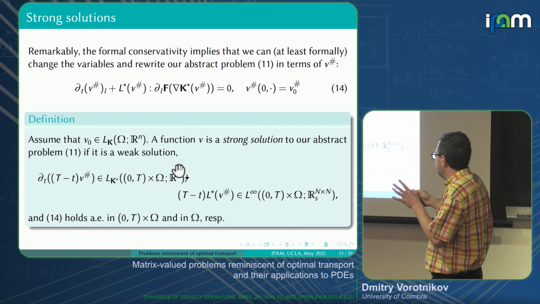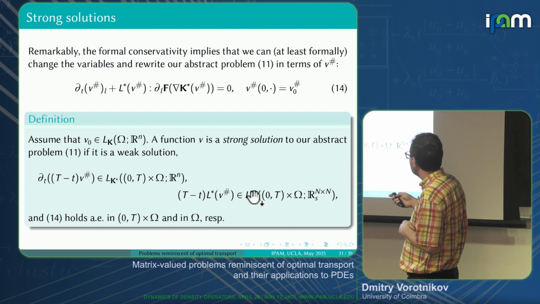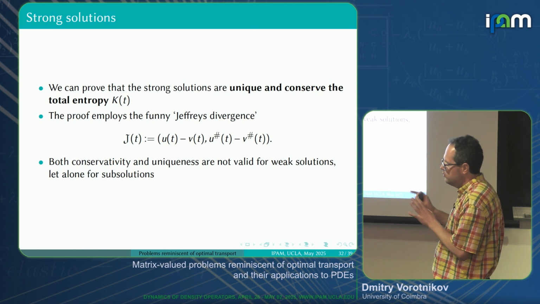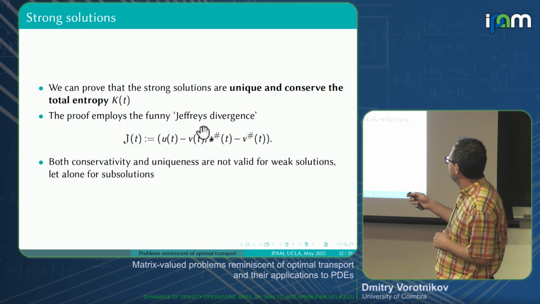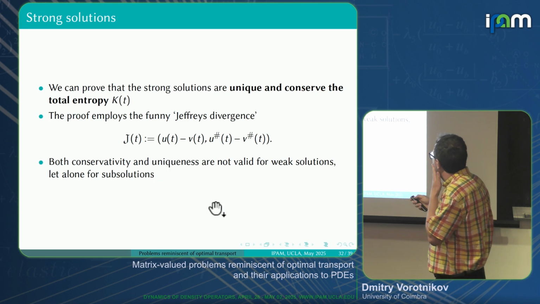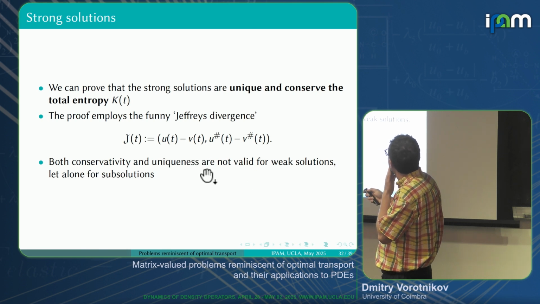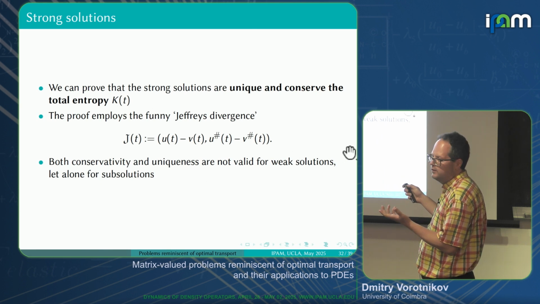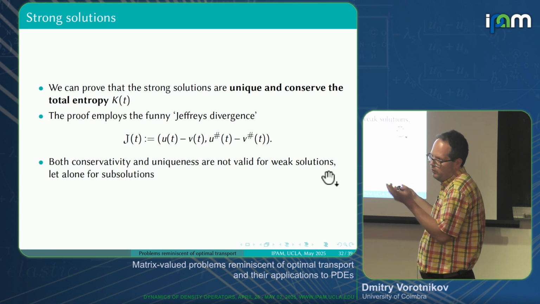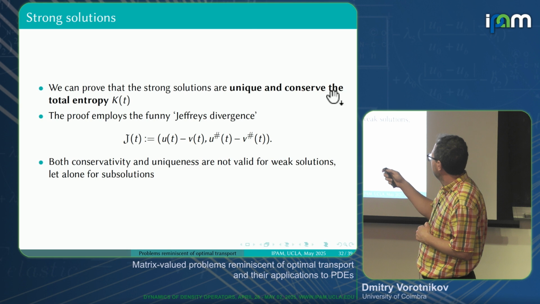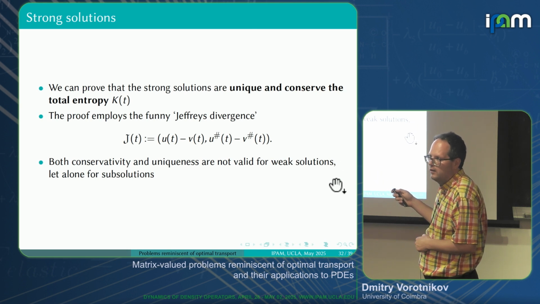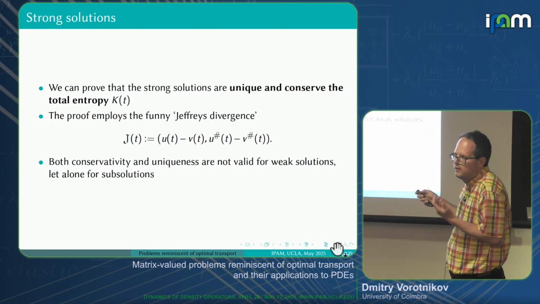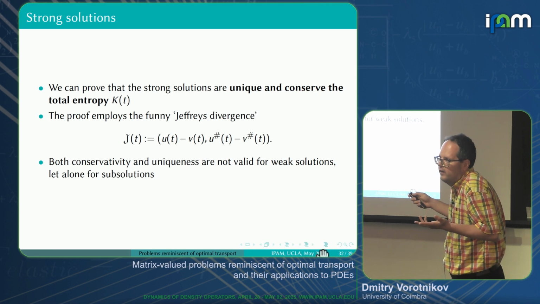Then you define some strong solutions, which are much stronger. The strong solutions, in particular, conserve the total entropy, but the weak solutions don't. What's interesting is that, to prove in this abstract formulation that the strong solutions conserve the entropy, I studied the evolution of this Jeffreys divergence. Why do I call it Jeffreys divergence? Because if your entropy is U log U, or Boltzmann, then what you get is the symmetrized Kullback-Leibler, which is called Jeffreys. But of course, this is more abstract. So this coincides with the symmetrized Kullback-Leibler for the particular entropy.